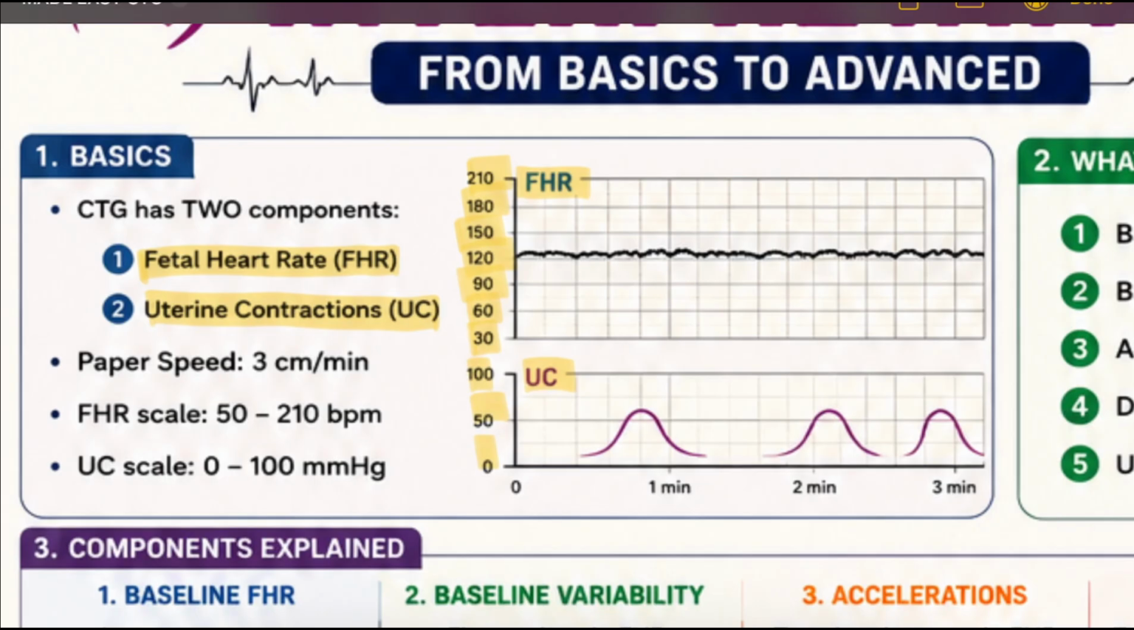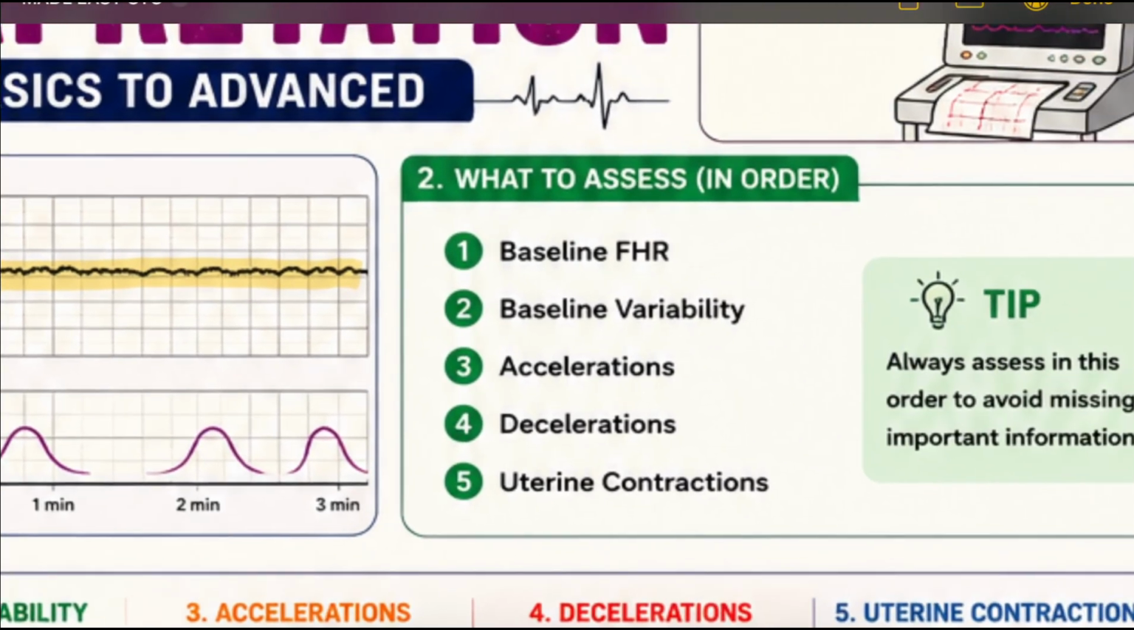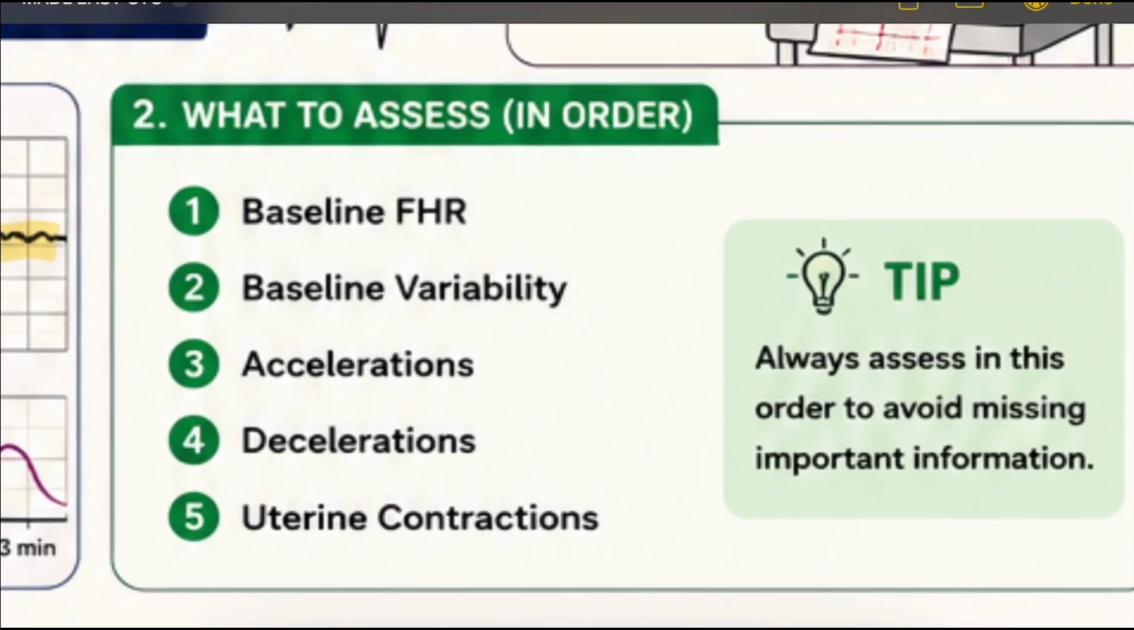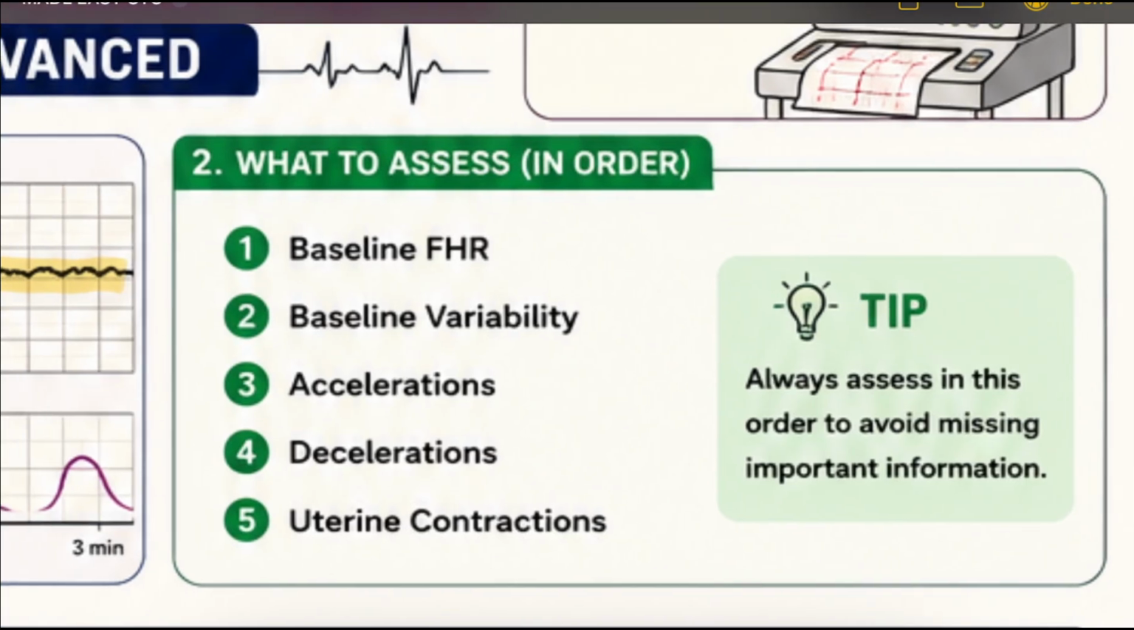Here you can see the paper speed of the strip, which is 3 centimeters per minute. The fetal heart rate scale runs from 50 to 210 beats per minute, and uterine contraction from 0 to 100 mmHg. Next we will see what to assess in order, how to do the CTG interpretation. But before that, we discussed why we are performing CTG.